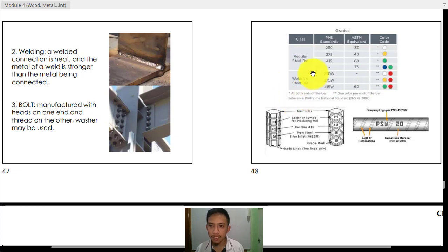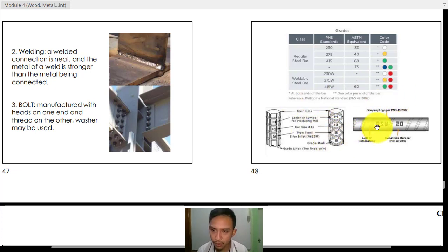And then weldable, the only additional color or indication that that is weldable, because the weldable steel could be grade 33, grade 40, grade 60, grade 75. Okay, so if that is 230, for PNS, we are denoting that one with the letter W. It means 230 megapascal weldable. That is the meaning of your W. Or in color coding, that is a white on one side of the bar, and on the other end there is a red color. The red represents welding or weldable. Okay, so this is for your reinforcing bars.